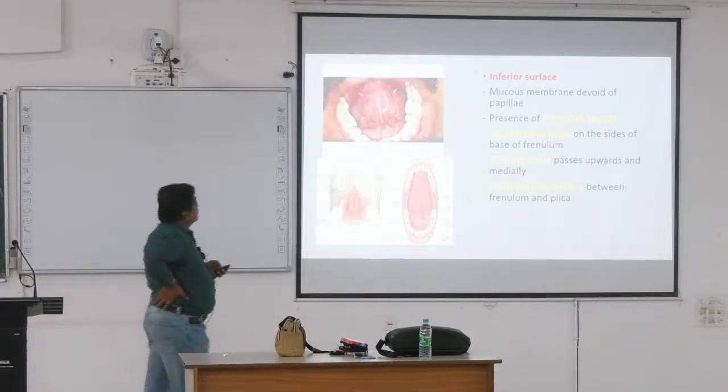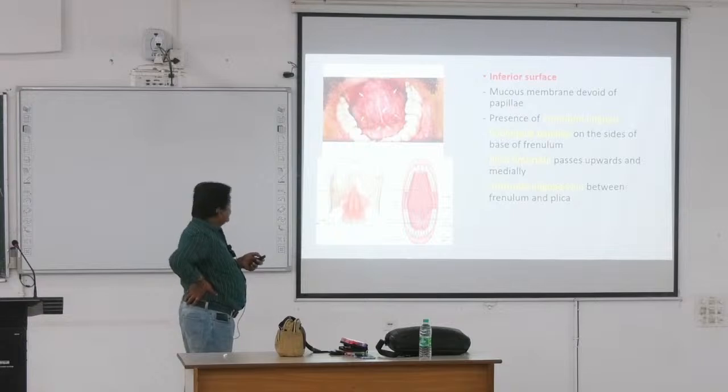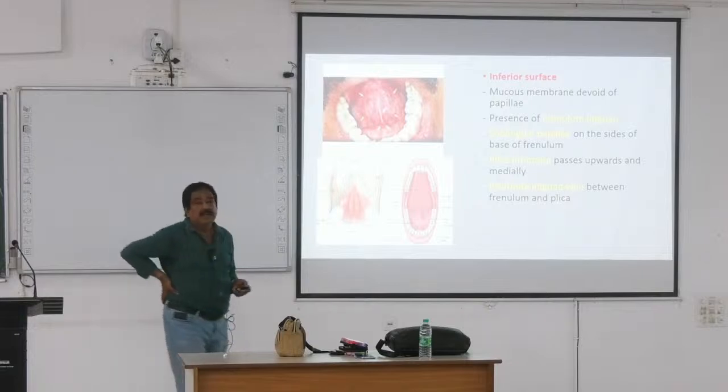Now the inferior surface: the mucous membrane is devoid of papillae, with the presence of the frenulum linguae, and the sublingual papilla on the sides of the base of the frenulum. This is the base of the frenulum. And the plica fimbriata passes upwards and medially. This and the profunda lingual vein lie between the frenulum and the plica.